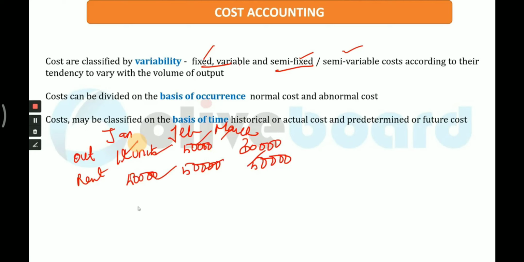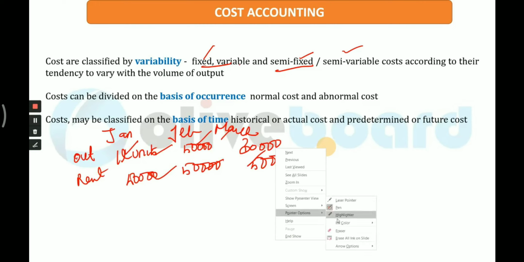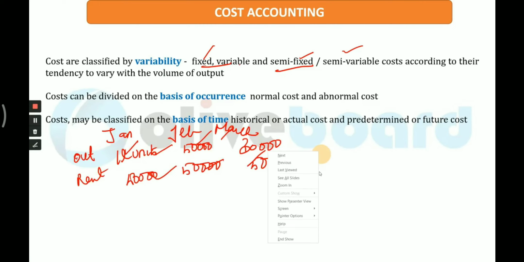Variable cost is just the opposite of fixed cost, which varies with the level of output. What does it mean? I'll tell you a classic example. Suppose, say for example, we take a simple example so that you can understand.